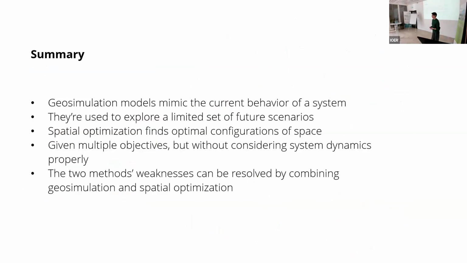Right, so these are the 3 case studies that I wanted to present to you. In summary, we can use geosimulation models to mimic the current behavior of a system, to explore that system. But we can only explore then a limited set of scenarios. That's a disadvantage. Spatial optimization, on the other hand, finds optimal configurations of space and provides us the whole Pareto front, so all possible optimal solutions, given multiple objectives, but without considering the dynamics of the system properly. So for that, we would need the geosimulation model. The 2 methods' weaknesses can be resolved by combining the 2. So that may help us if these weaknesses are a problem for the case study that we have at hand.